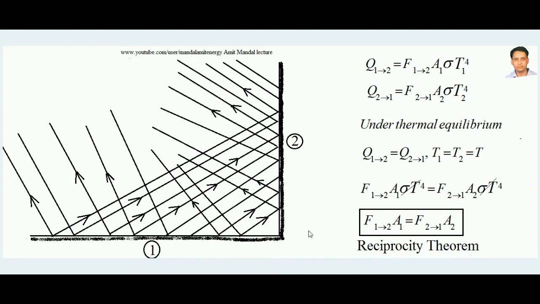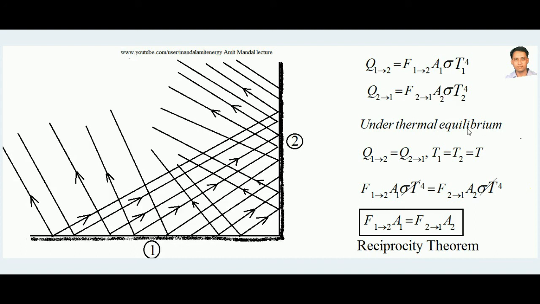Okay, it means that in case two surfaces are in thermal equilibrium and both are radiating toward each other, in that case F₁₂ into A₁ must be equal to F₂₁ into A₂. And I told you how. Once again I am summarizing: Q₁₂ will be F₁₂ A₁ sigma T1 to the 4, and Q₂₁ would be F₂₁ A₂ sigma T to the 4.